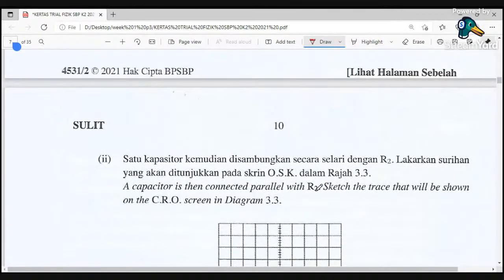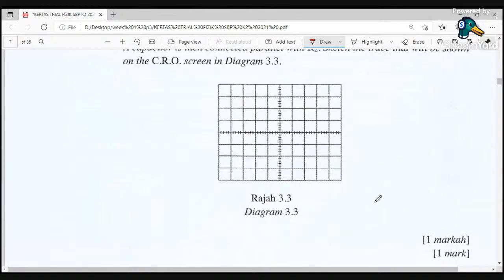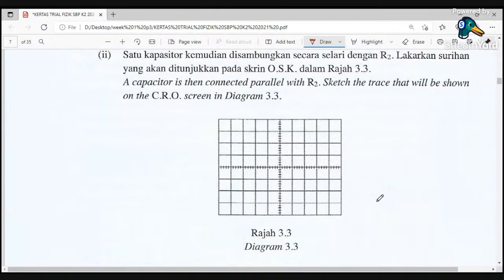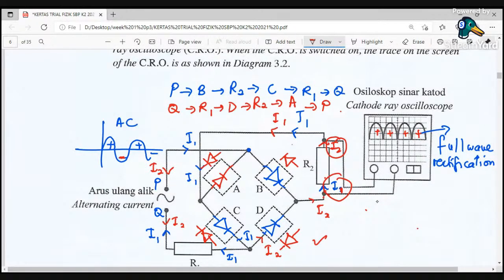Part 2. A capacitor is then connected parallel with R2. Sketch the trace that will be shown on the CRO screen. Now we have the capacitor. You can place the capacitor somewhere here. The capacitor will store charge. When current flows in the circuit, it will store charge. When the current decreases or stops flowing, it will discharge.